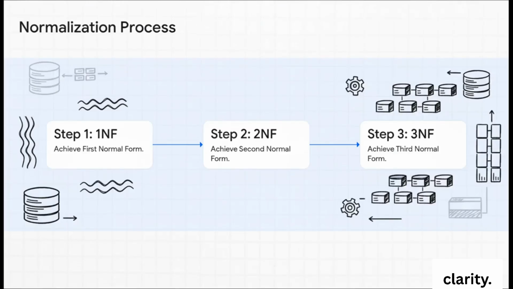Normalization is basically a step-by-step process. Each of these three normal forms adds a new logical rule to make our data structure more robust and completely free of that nasty redundancy we talked about. So let's just walk through the big ideas real quick.